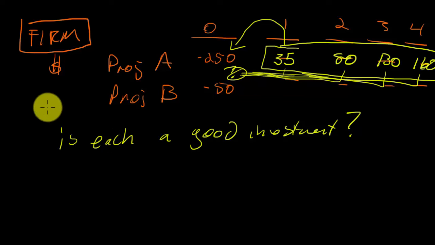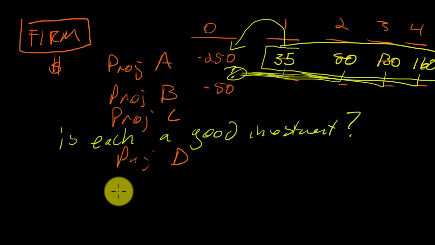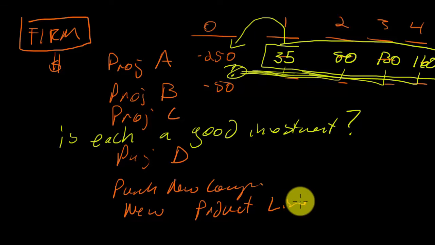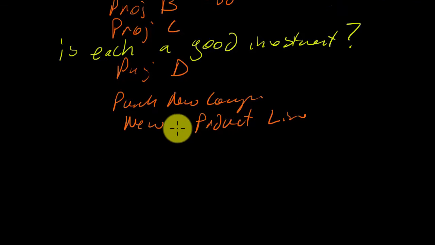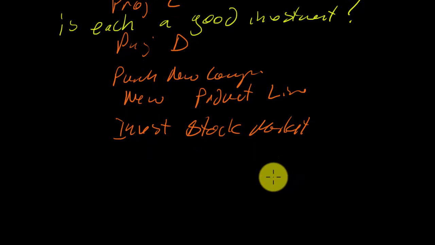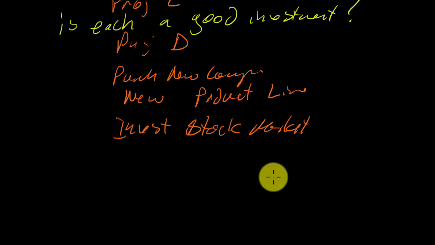The real problem here is that over time, you end up with Project C and Project D and the purchase of a new company or a new product line, or maybe if those returns aren't what I want them to be, maybe I just invest in the stock market. And it's safer to invest in the stock market than it is to do a new business. And if that's the case, well, we've got other problems.